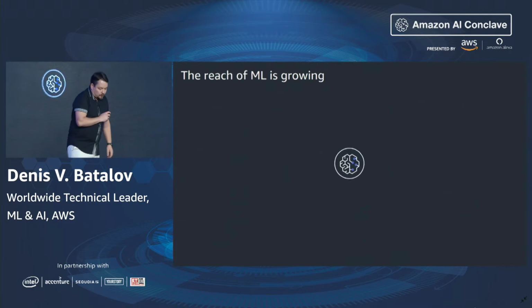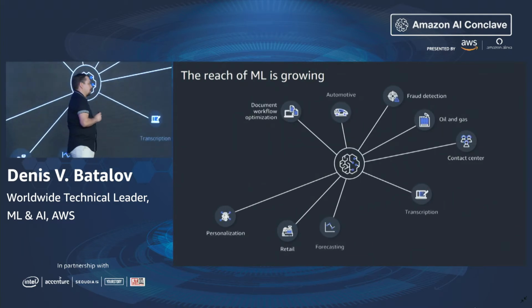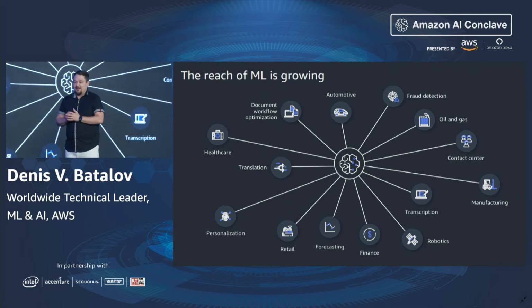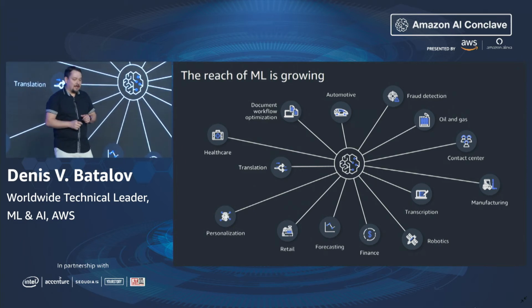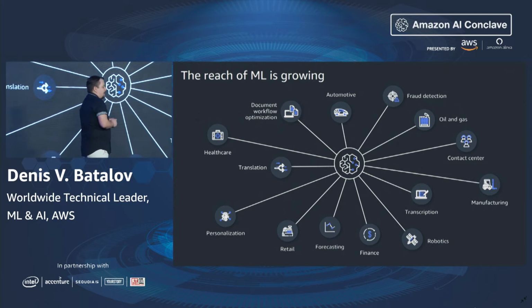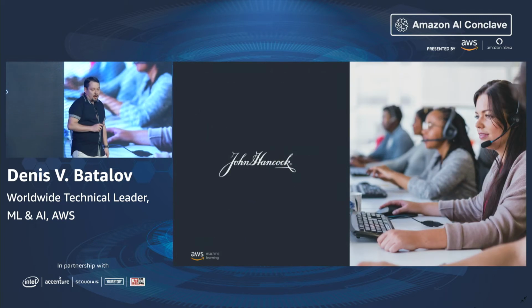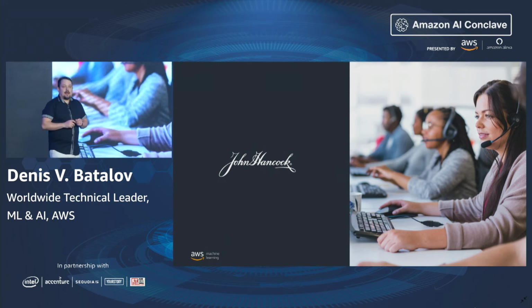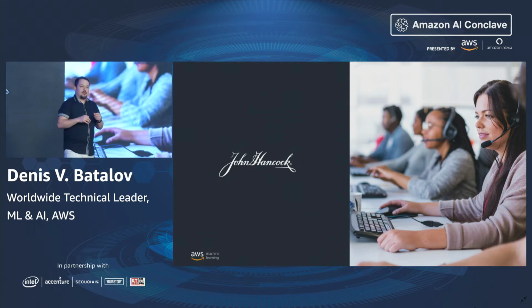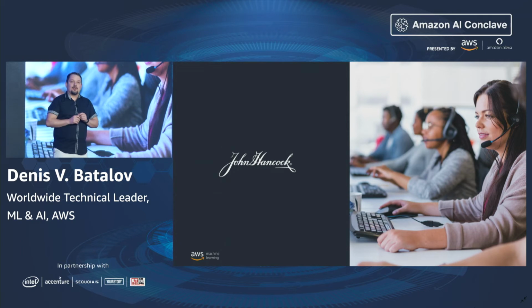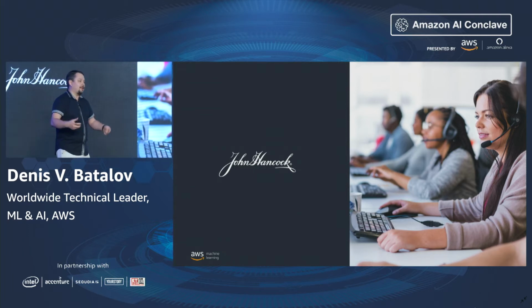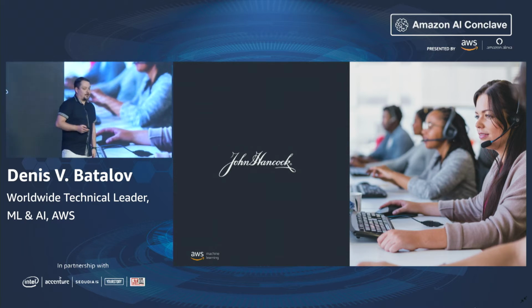So, machine learning is really not just an aspirational technology anymore. It's pervasive to many, many different industries. Take, for example, John Hancock, which is a life insurer in the US. And they're actually using Contact Lens for Amazon Connect to gain insights into these customer conversations, understand what is working and what is not working with their customers, quickly iterate, and improve the situation.